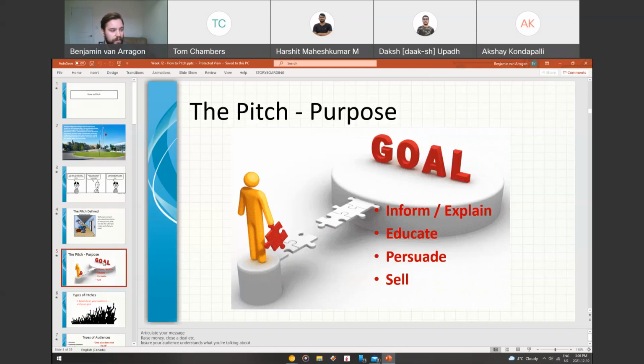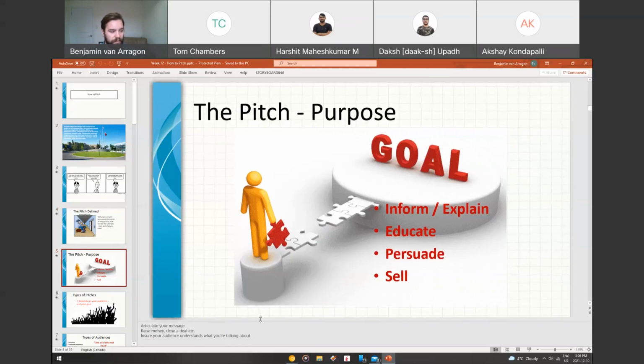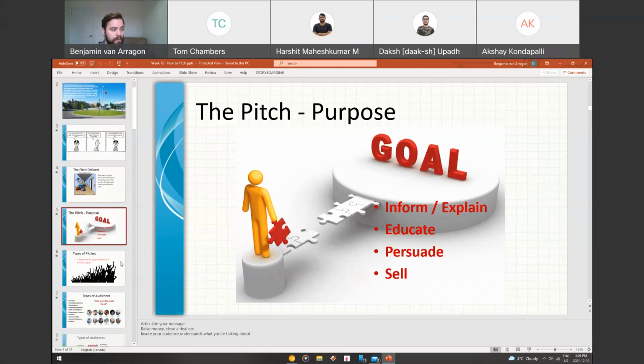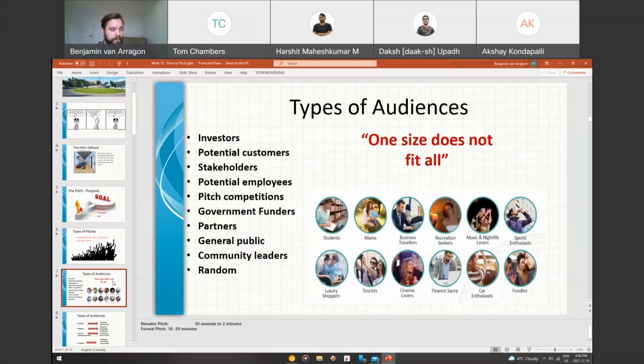So in terms of purpose of the pitch and what you want to talk about, trying to raise money in some cases or close a deal, you want to ensure that they understand what you're talking about. So you're trying to inform and explain, educate, or persuade, or maybe even sell. It just depends who you're talking to, right? So it all depends on your audience. It could be investors, stakeholders, partners, general public, it totally depends. Now, there's different types of pitches, like I was saying earlier.